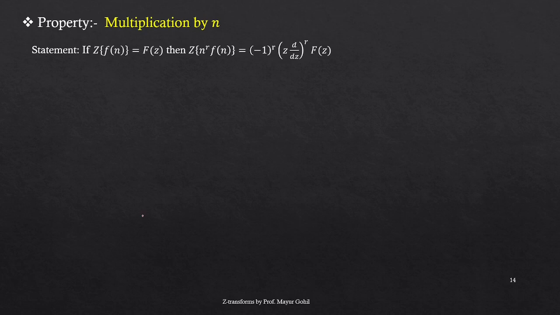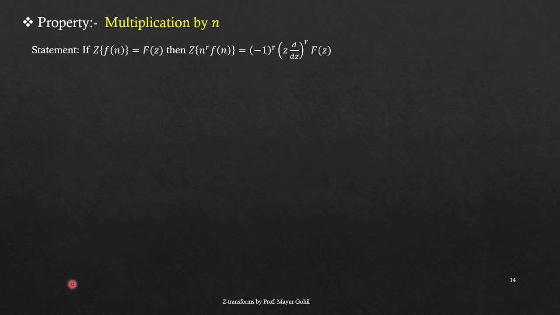So the statement says here that if there is a Z transform of a sequence f(n) whose answer is F(z), then Z transform of n to the power r times f(n) is equal to (-1) to the power r, (z d/dz) whole to the power r, F(z). Now, on the first layer of understanding, it is very difficult to understand what it tries to tell us.